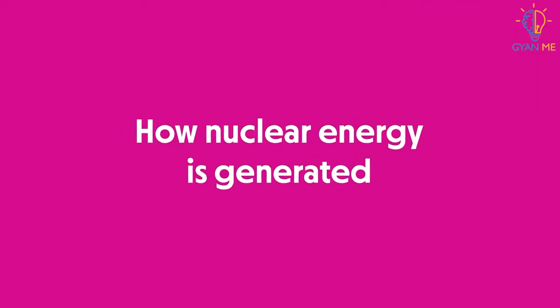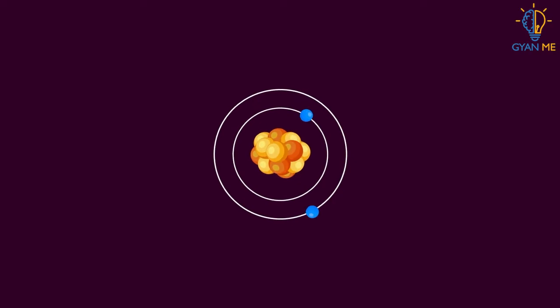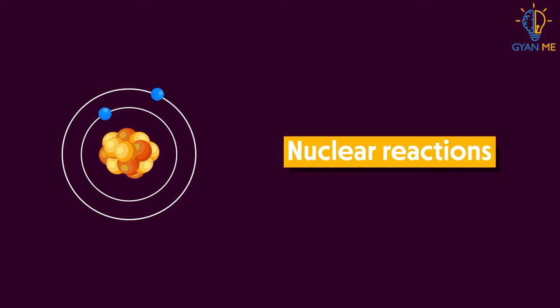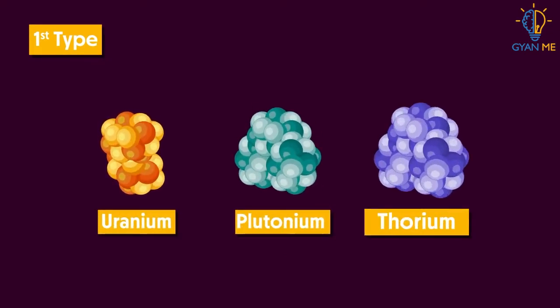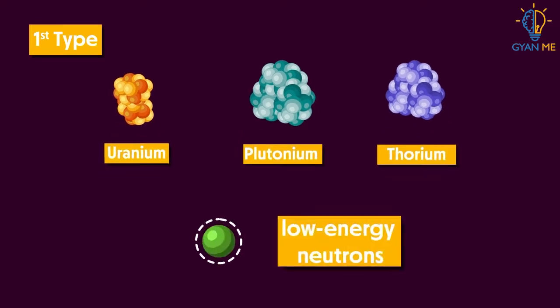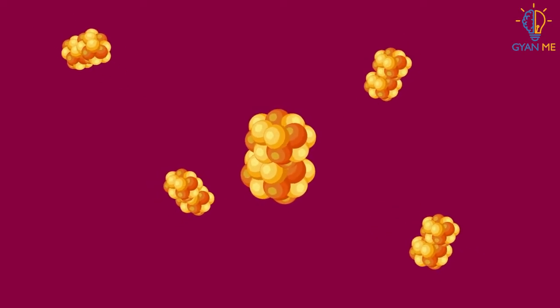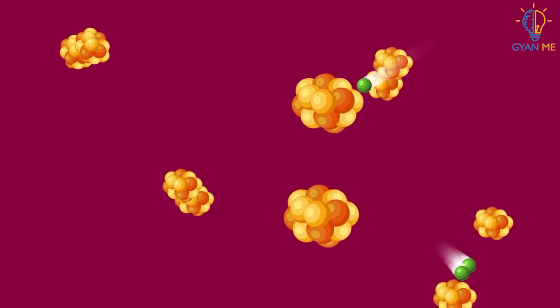Now, let us see how nuclear energy is generated. Students, nuclear energy is generated from the nucleus of an atom by a process called nuclear reaction. There are two types of nuclear reactions. In one of reactions, the nucleus of heavy atom such as uranium, plutonium or thorium is bombarded with low energy neutrons. This results in splitting of nucleus into lighter nuclei. This process is called nuclear fission.